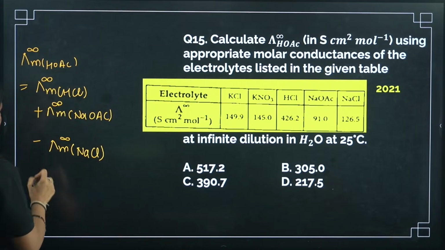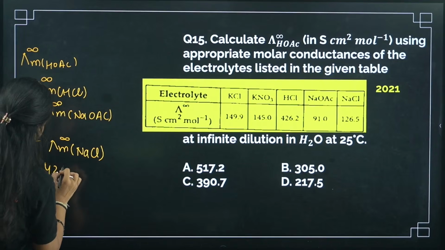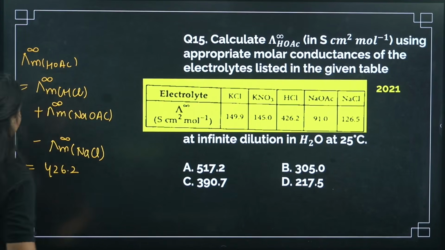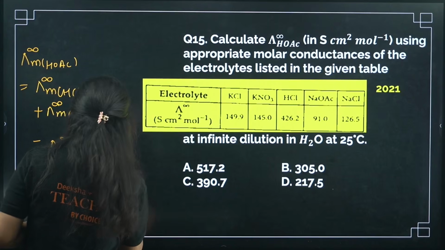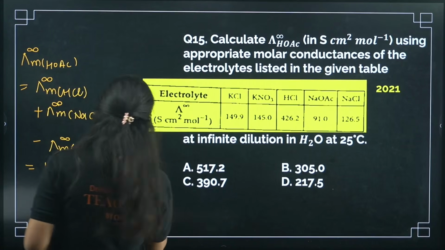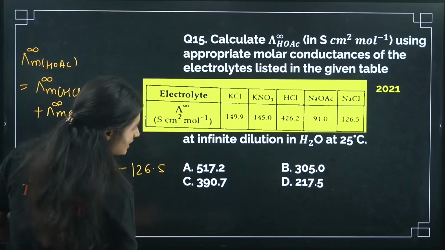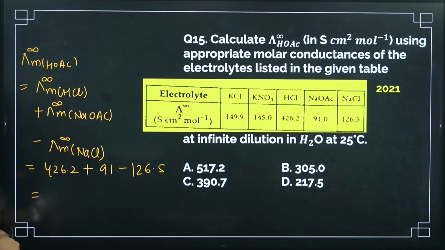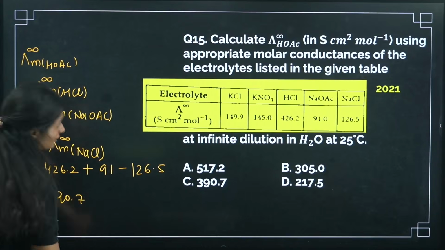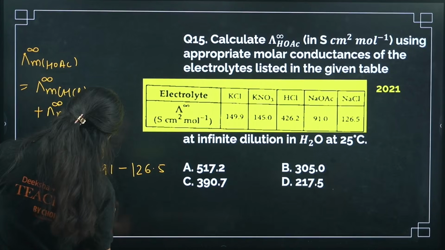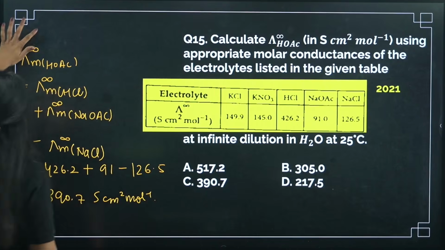We substitute all these values. Let me just add first: 426.2 plus 91 minus 126.5. So the answer will come out to be 390.7. Yes, the answer is 390.7 Siemens centimeter square mole inverse. That was it, I think.